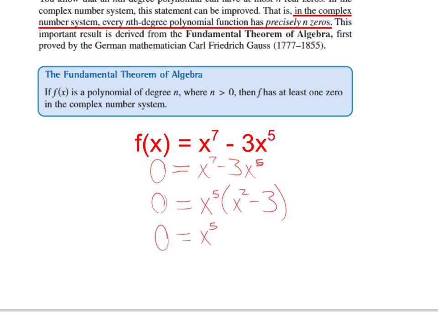The square root of 3 squared, x plus the square root of 3 and x minus the square root of 3. There we go.